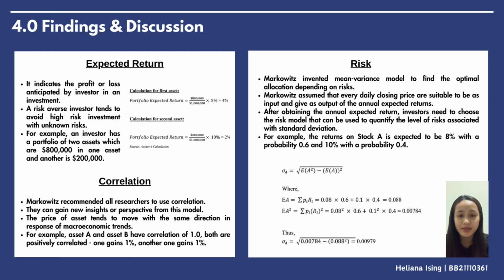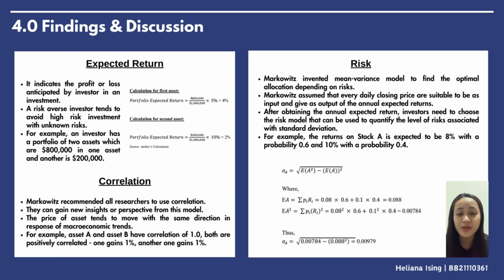Here, the expected return indicates the profit or loss by an investor in an investment. An investor tends to avoid high-risk investment with unknown risk. In this example, we can compare that the calculation for the first asset is 4%, while the second asset is 2%, which indicates that the investor will choose the higher expected rate of return.